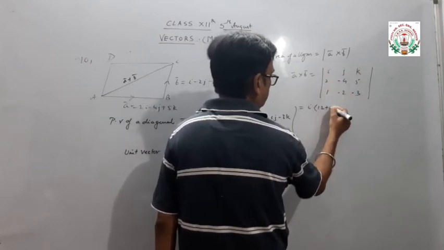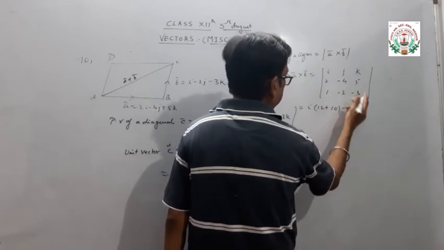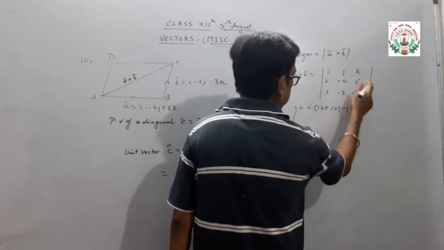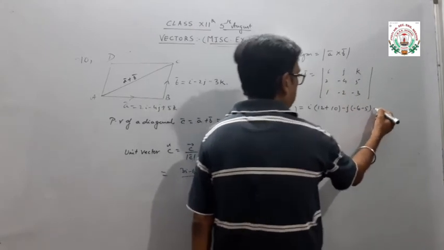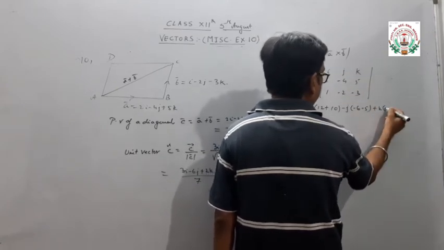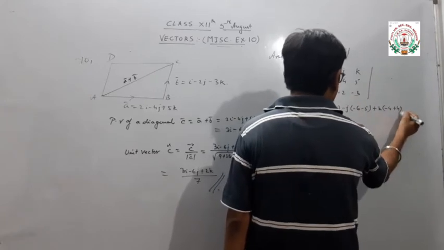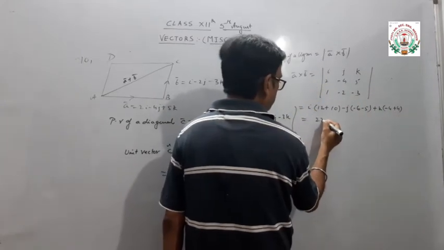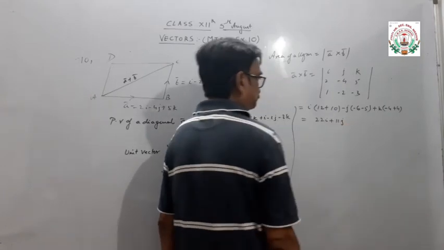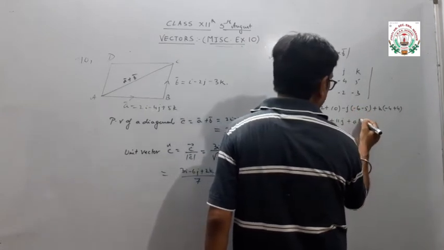12 plus 5, sorry, 10 minus j, this and this will be deleted. 2 into 3 minus 3 minus 6 and minus 5, and plus k, this will be deleted. 2 into minus 2 minus 4 and plus 4, which becomes 22i plus 11j plus 0k.